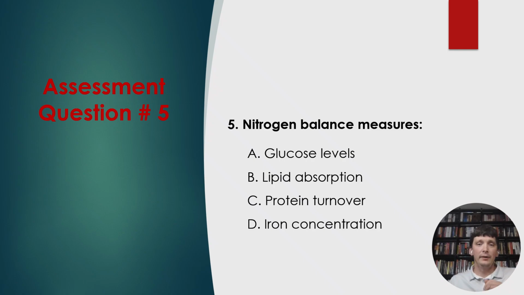Question 5, last one. What does nitrogen balance help measure? Is it A. Glucose levels? B. Lipid absorption? C. Protein turnover? Or D. Iron concentration? The answer here is going to be C. Protein turnover. It tells us whether we're building or losing body protein.